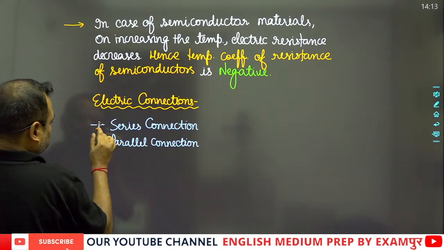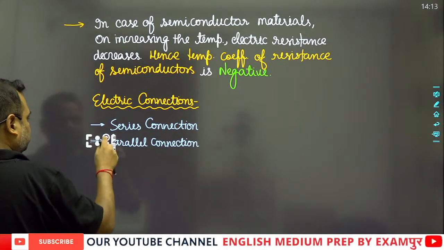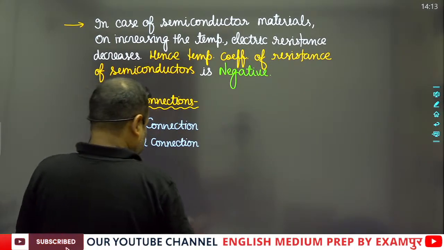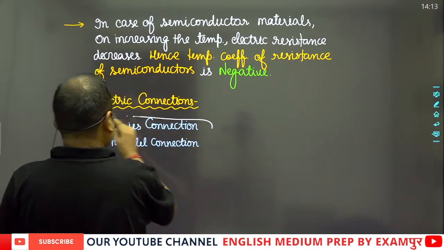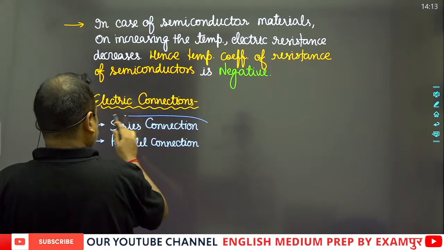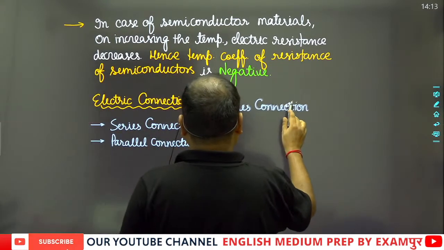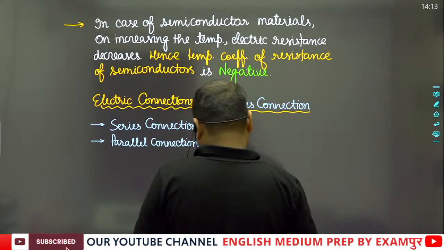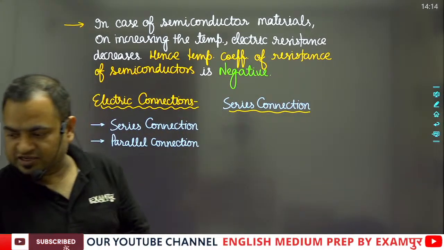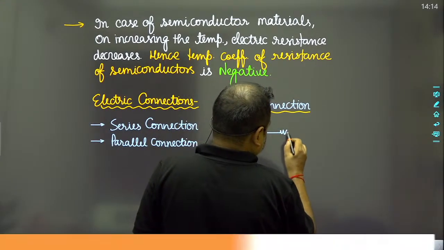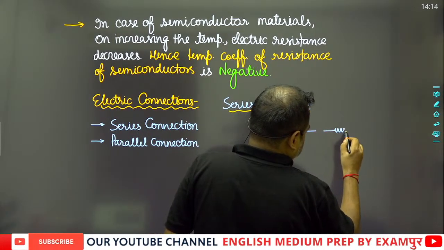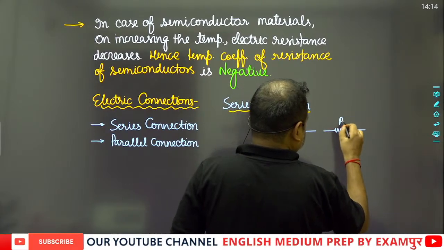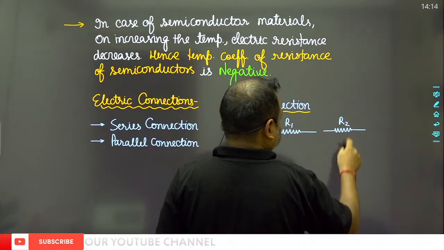So when we talk about the series connection, what will happen? In case of series connection, two devices will be connected in series like this, and suppose that these are two resistances. This is the resistance R1 and this is the resistance R2.